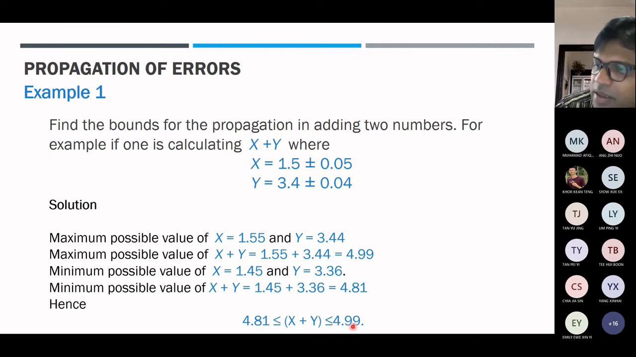So y you must give within this range. Sometimes x is 1.55 and y could be the lowest, which is 3.36, or vice versa. So you have to take the most maximum and the minimum value, so that we give it within the two range. So whatever the outcomes, whatever the error is, it will fall within the two range.